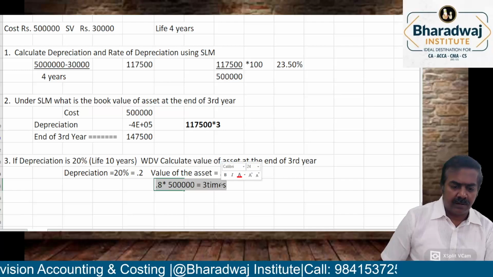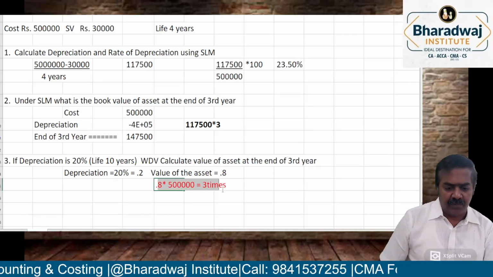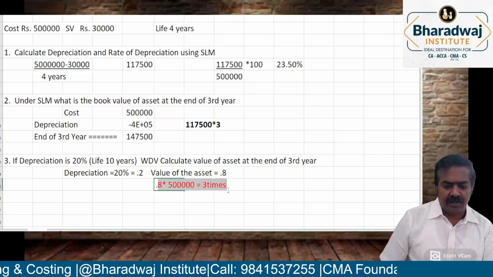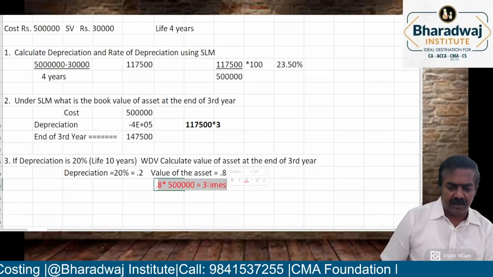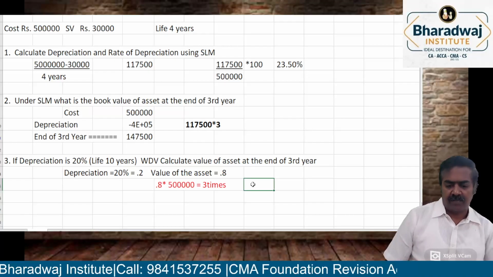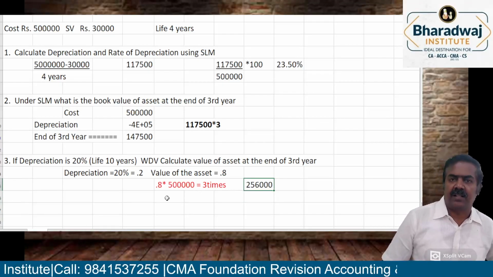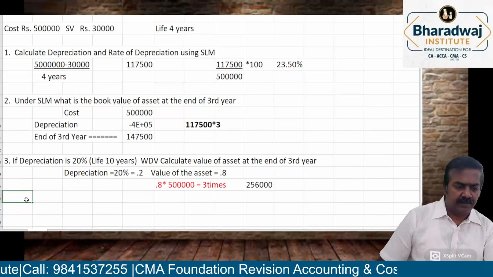80% is 3 times of 5 lakh. 0.8 into 5 lakh, press equal to symbol 3 times. How much you get? 2,56,000 is the value of the asset at the end of third year.